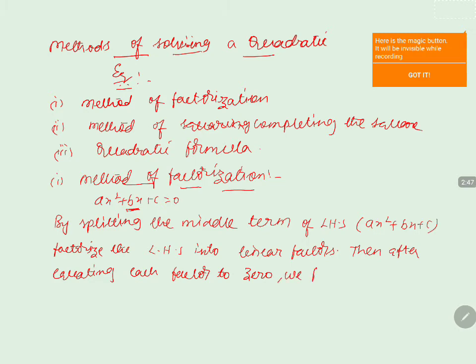Then we find the value of the variable of the equation ax square plus bx plus c is equal to 0. We call this the method of factorization. Now, this is about the method of factorization and the way to apply it to find the roots or factors of a quadratic equation.